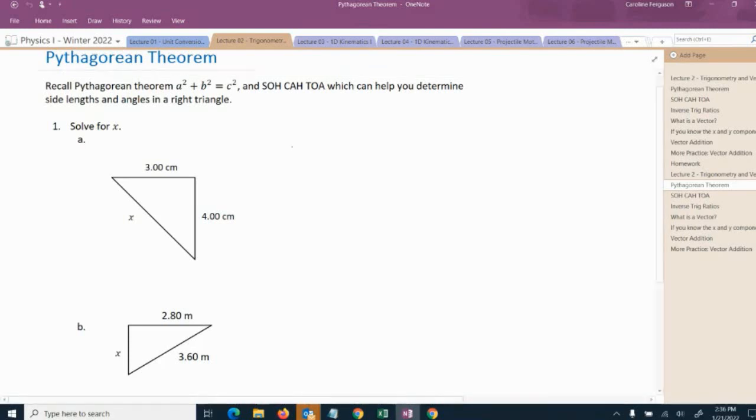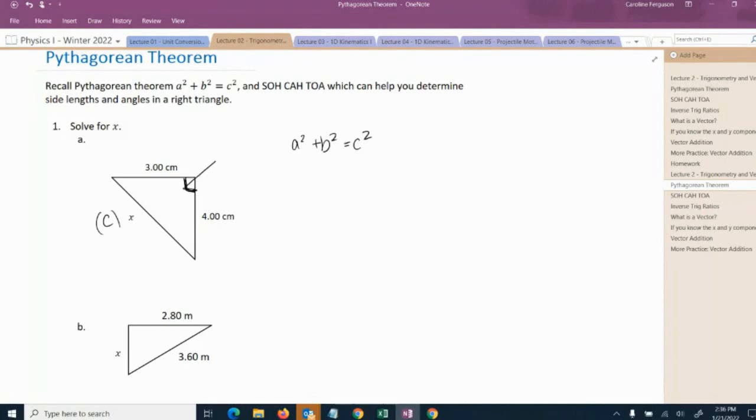So Pythagorean theorem is a squared plus b squared equals c squared. And now it doesn't matter which side we put in as a and b, as long as c is the hypotenuse. So this is my c over here. The hypotenuse is always the longest side of the triangle. If you think of the right angle as though it makes an arrow, the arrow points to the hypotenuse every time. So this is the hypotenuse, side c.